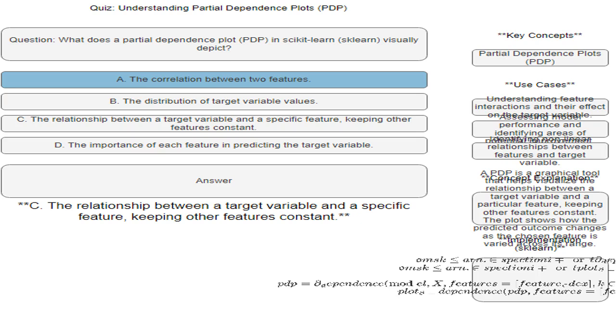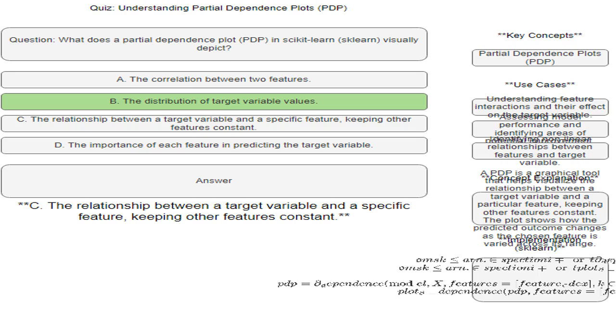A. The correlation between two features. False. PDP focuses on the relationship between a single feature and the target variable, not the correlation between two features. Correlation measures the linear association between two variables. B. The distribution of target variable values.